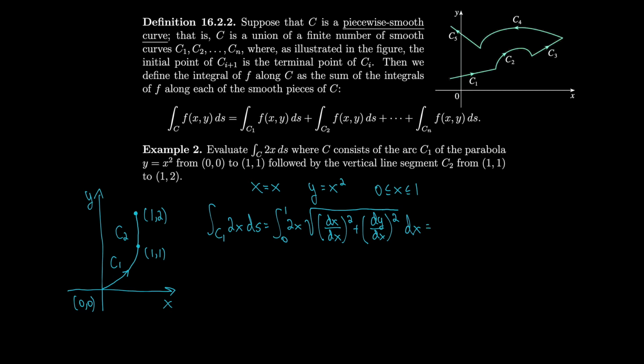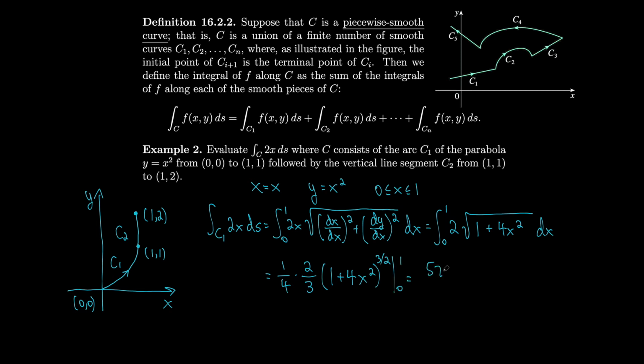You don't have to really worry about getting a t. So we have the integral from 0 to 1 of 2x times, well, dx/dx is just 1. So I have the square root of 1 squared, which is 1, plus dy/dx, that's 2x, squared becomes 4x squared, dx. And this will just be 1/4 times 2/3 times (1 plus 4x squared) to the 3/2 power when we integrate. And we'll go from 0 to 1. So that's just (5 root 5 minus 1) over 6.